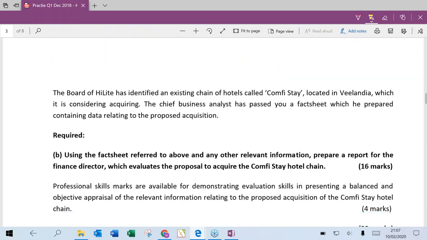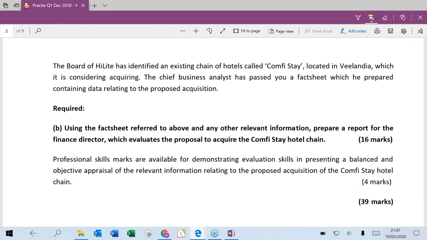Let's move on. The board of Highlight has identified an existing chain of hotels called Comfy Stay, located in Villandia, which it is considering to acquire. The chief business analyst has passed you a fact sheet which he prepared containing data relating to the proposed acquisition. Required: using the fact sheet referred above and any other relevant information, prepare a report for the finance director which evaluates the proposal to acquire the Comfy Stay hotel chain.